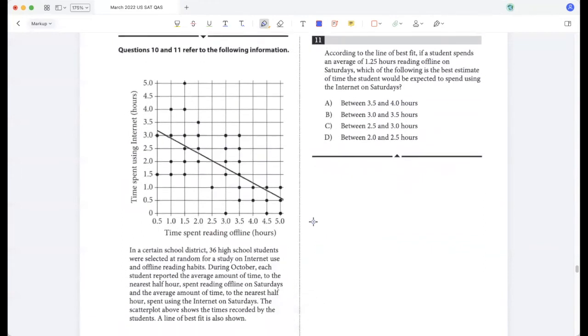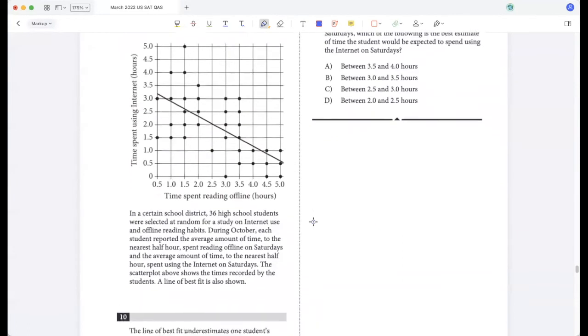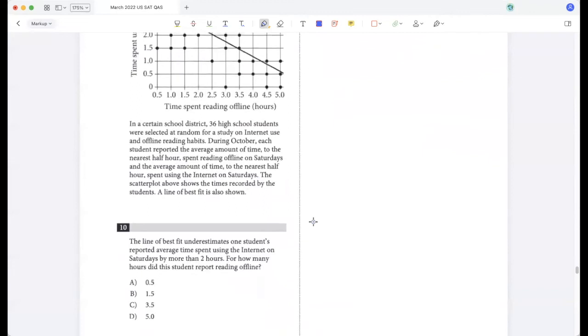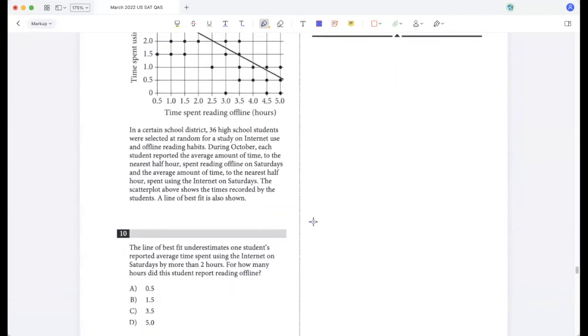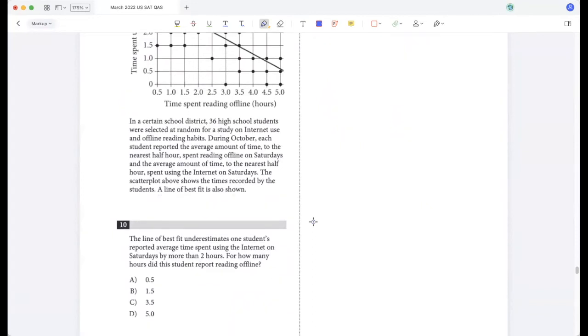In a certain school district, 36 high school students were selected at random for a study on internet use and offline reading habits. During October, each student reported the average amount of time to the nearest half hour spent reading offline on Saturdays and the average amount of time to the nearest half hour spent using the internet on Saturdays. The scatter plot shows the times recorded and the line of best fit. The line of best fit underestimates one student's reported average time on Saturdays using the internet by more than 2 hours. How many hours did this student report reading offline?